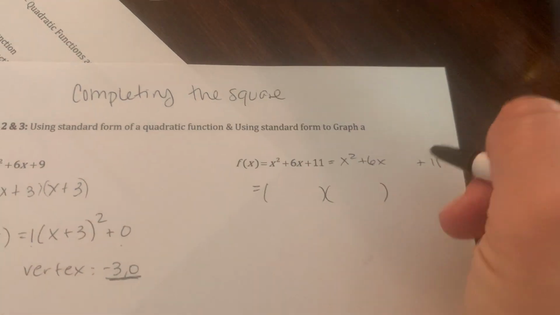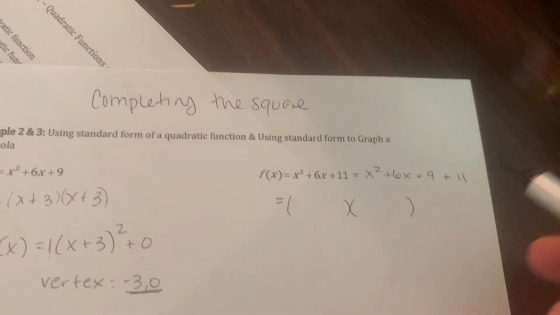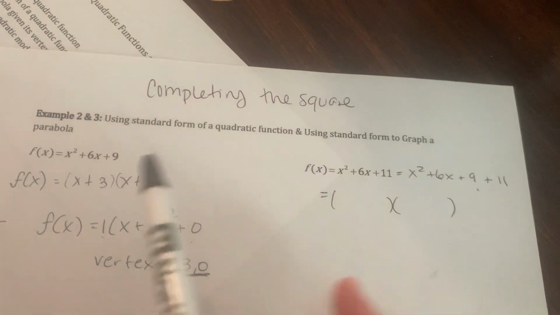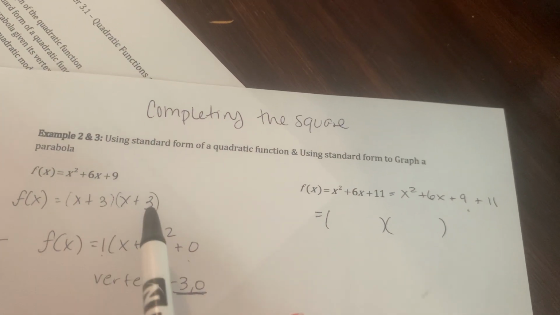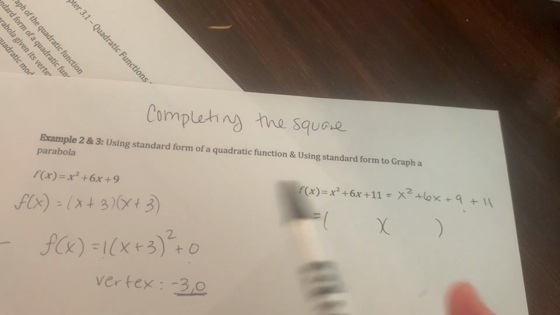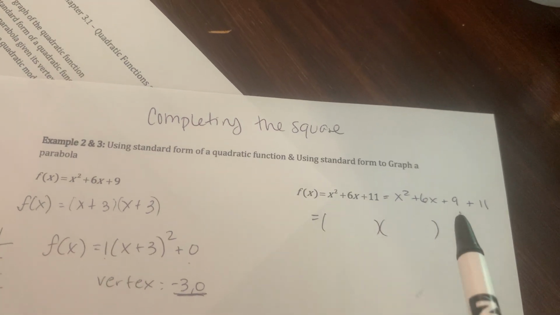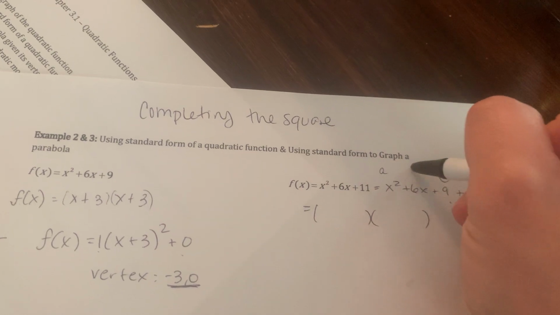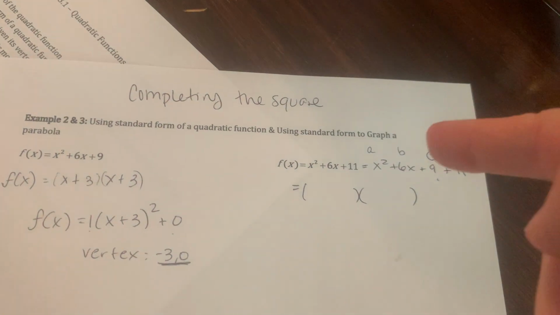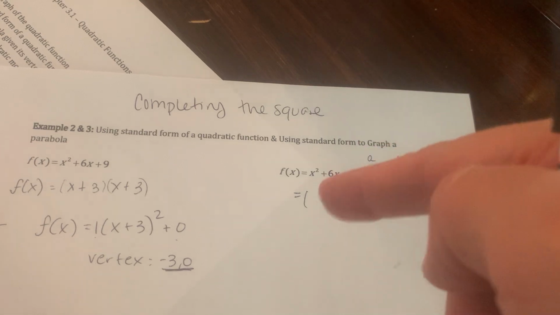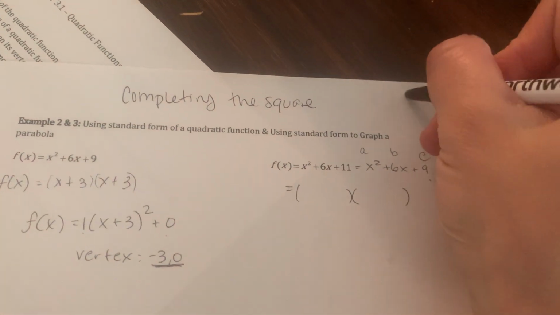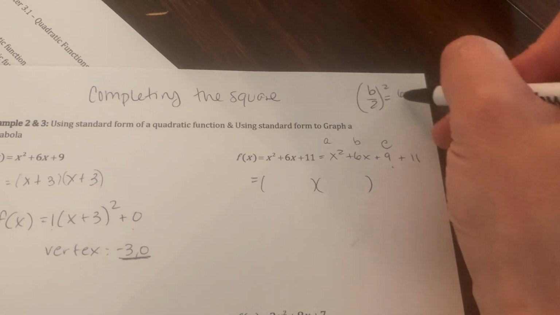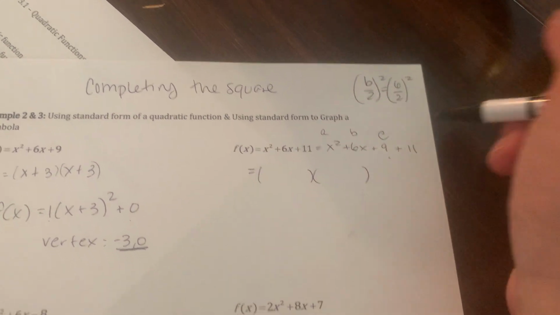So how do you find that number, 9, to get the same thing twice? Well, you see that that 6 is cut in half to be a 3, and then you square 3, you get 9. So in order to get this new constant, you take your b, you divide it by 2, or cut it in half, and then you square it. So if your b is 6, you divide by 2, and then you square it, which would be 9.